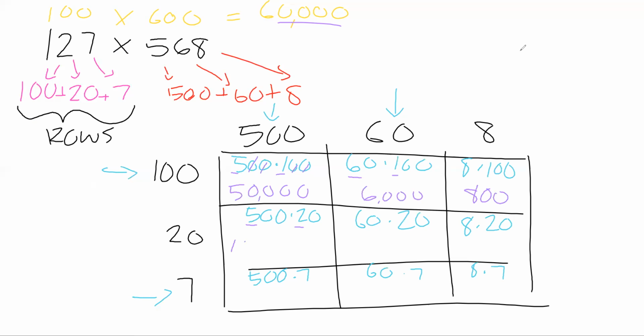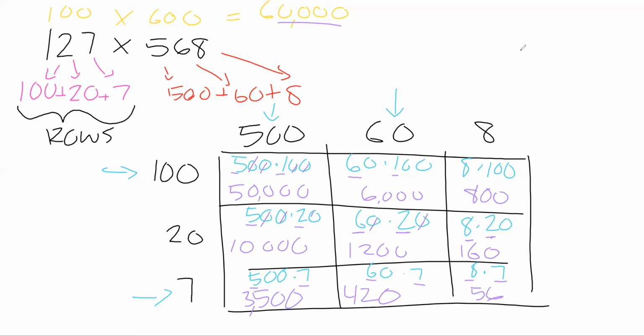5 times 2 gets me 10 with 3 zeros. 6 times 2 gets me 12 with 2 zeros. 2 times 8 is 16 and 1 zero, so that's 160. 5 times 7 gets me 35 with 2 zeros. 6 times 7 is 42 and a 0. And then 8 times 7 is 56.